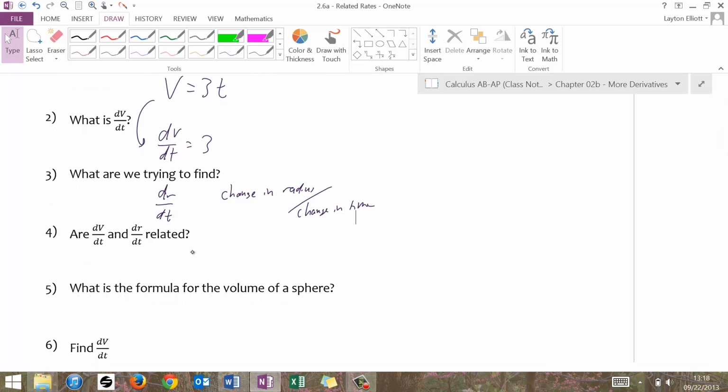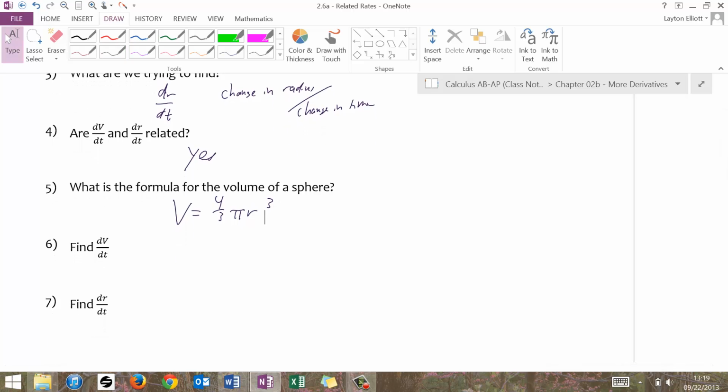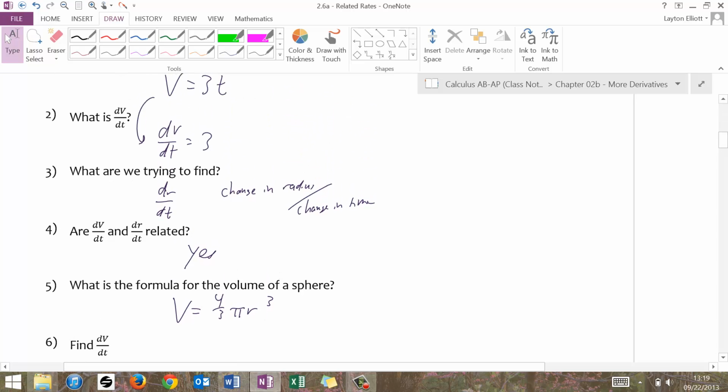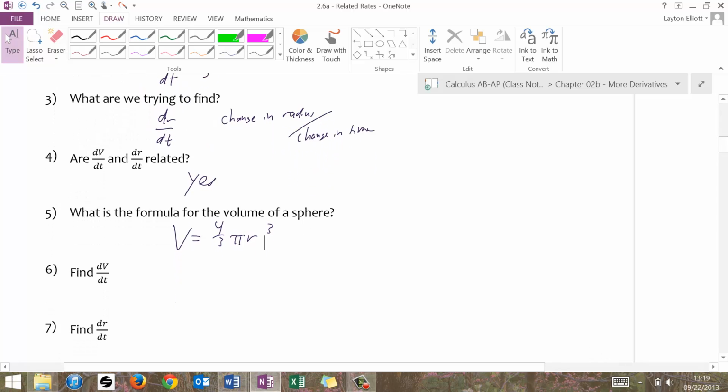Are dV/dt and dr/dt related? Well, yes, they are. As one increases, the other decreases, or there's a relationship between them. What's the formula for the volume of the sphere? This you should know: V = 4/3 pi r cubed. You're going to want to have that memorized. And then dV/dt. We want to find dr/dt, and we did find dV/dt up here. It's equal to 3. We want to find it with relation to this r.